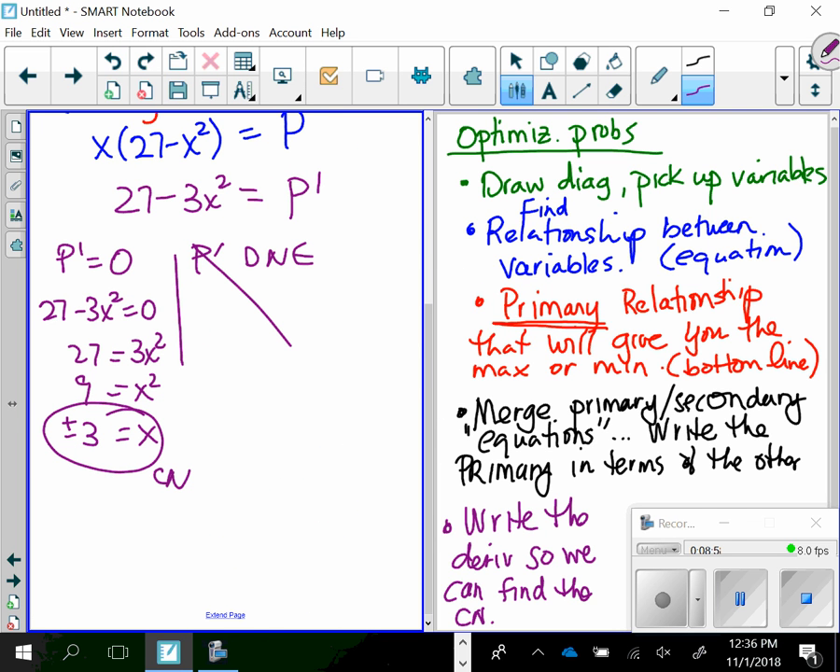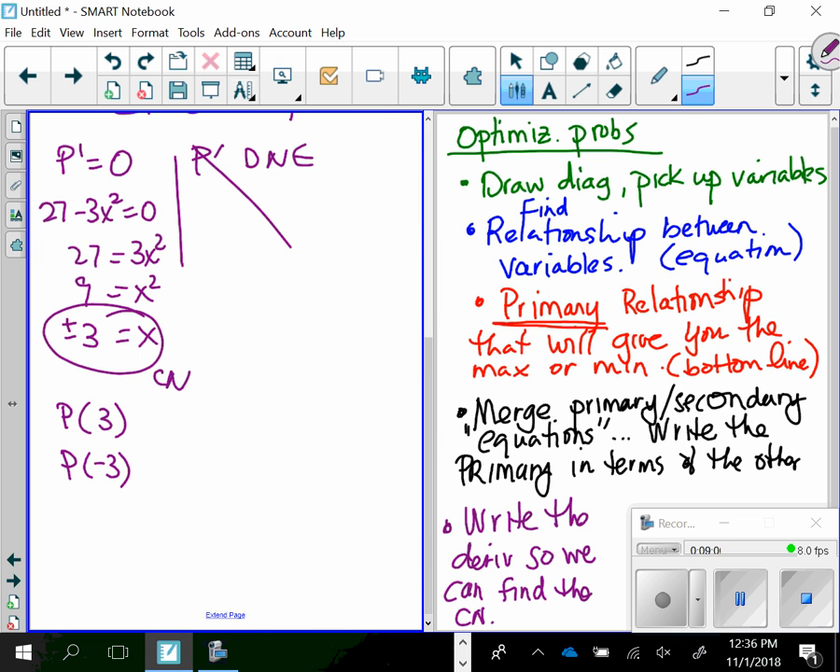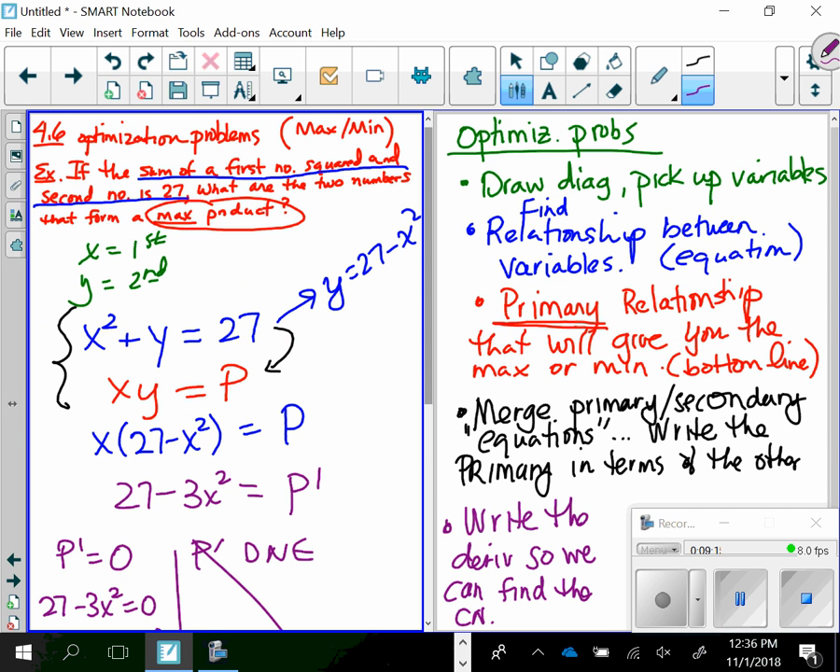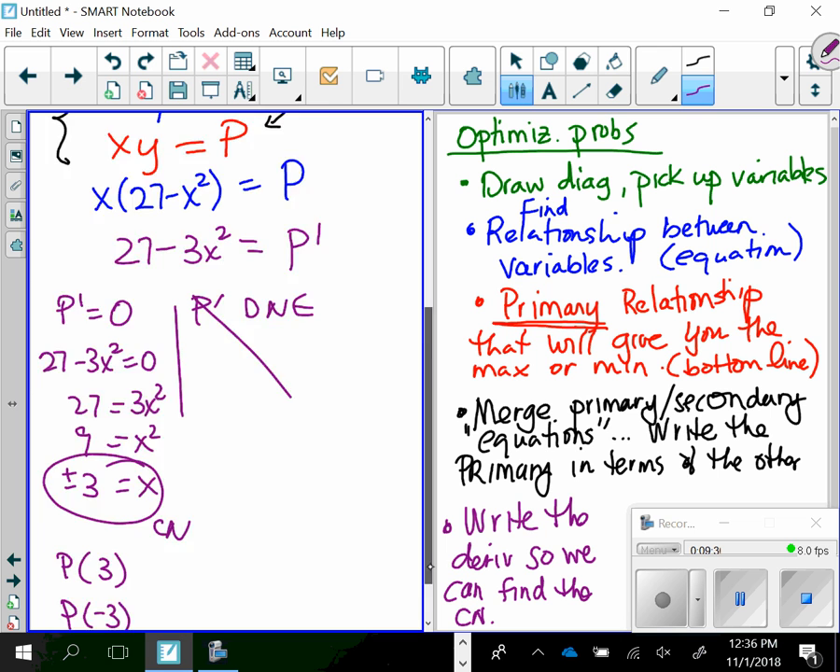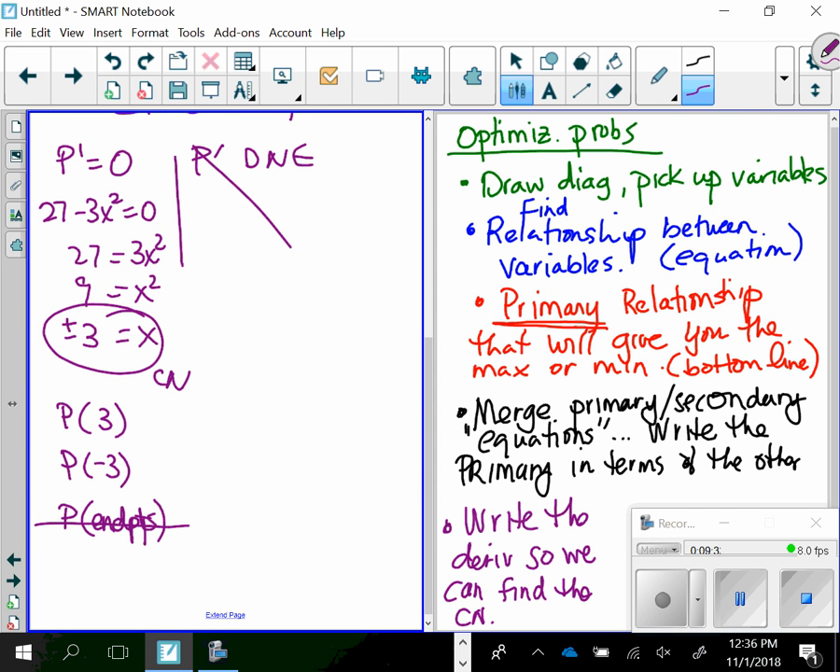Okay, what are endpoints? Because this is a maximum, we're going to find P of 3 and P of negative 3. Those are critical numbers, and we need an endpoint. What's the smallest number that x could be, or the largest number that x could be? Does it mention anything about needing positive numbers? Okay, so there are none. There are no endpoints. That's pretty common in these applications not to have endpoints.